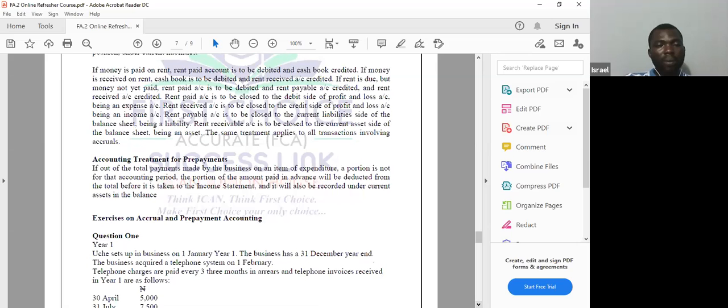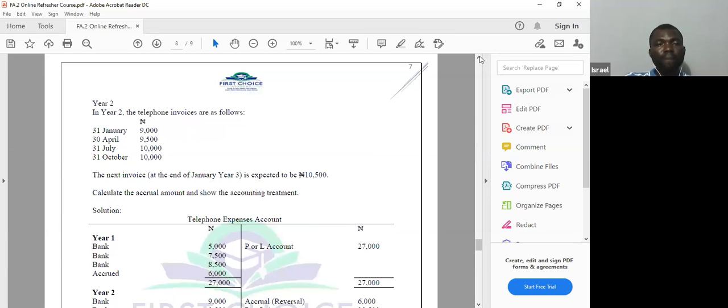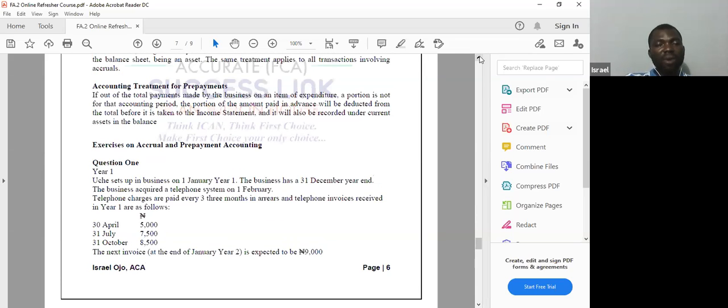So let's look at question one, the exercise on accrual and prepaid accounting. Question one says: Uche set up in business on 1st January year one. That's when he set up the business. The business has a 31st December year end.